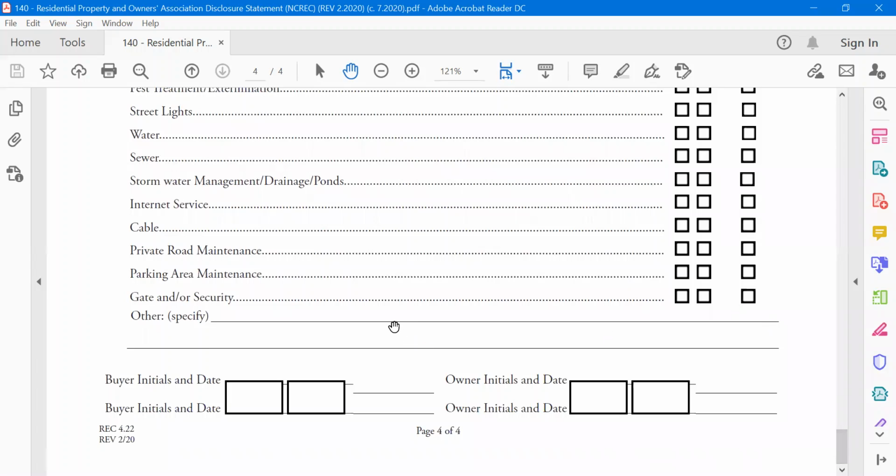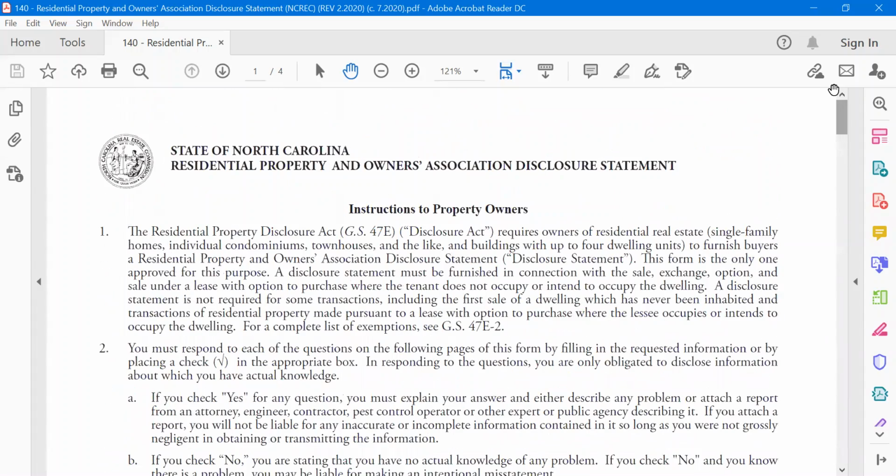And then to conclude this document, there's another buyer initial block as well as an owner's initial block that will be filled out here. This is the Residential Property and Owners Association Disclosure Statement for the state of North Carolina.